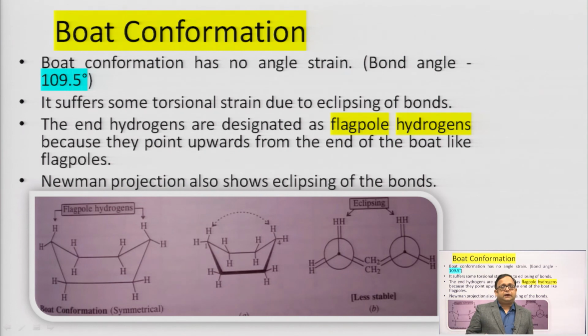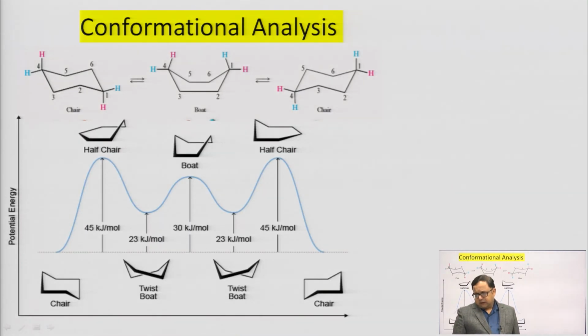Similarly, the boat conformation is identified with the two flagpole hydrogens. So, these are the Newman structures, the Newman representation of the boat conformation, and this is the conformational analysis. From this diagram it is very clear that the chair conformation is the most stable and the boat conformation has intermediate stability. So, which is more stable: chair, twist boat, boat. We can represent this with the help of a diagram. So, this is about the conformational analysis of cyclohexane.